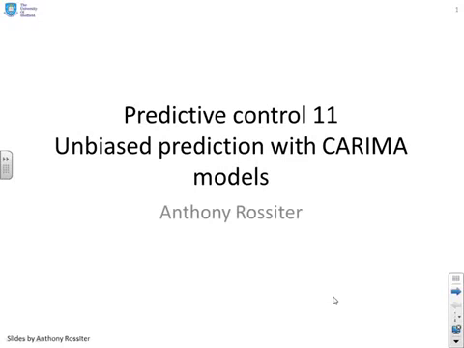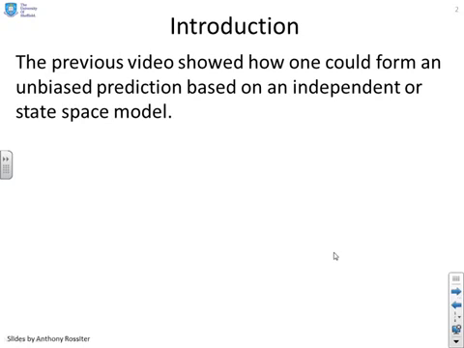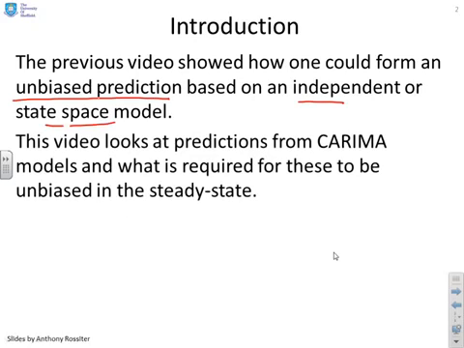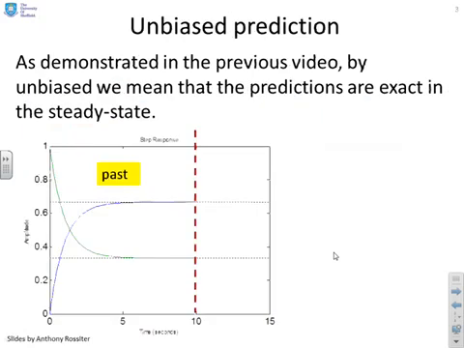This video looks at unbiased prediction with CARIMA models. The previous video looked at how you could form unbiased predictions if you had an independent or a state space model. This video is going to look at CARIMA models and ask what do we need from these if we want the predictions to be unbiased in the steady state.